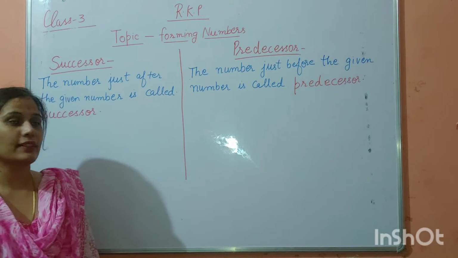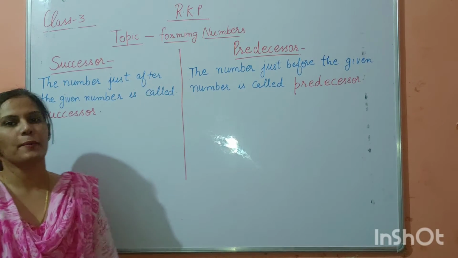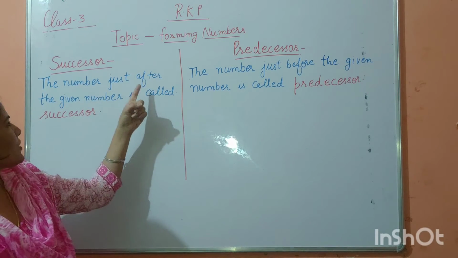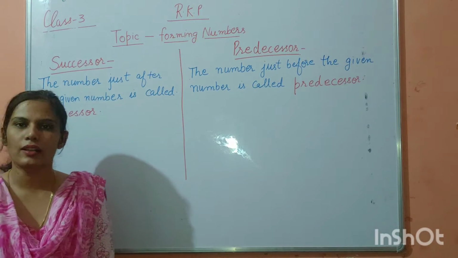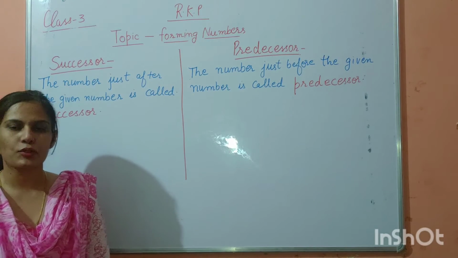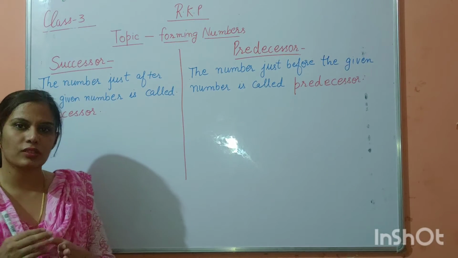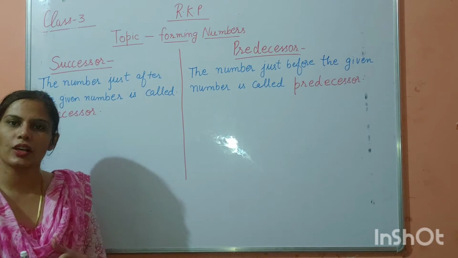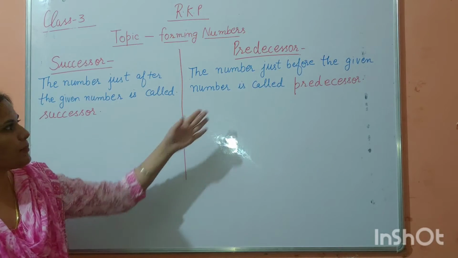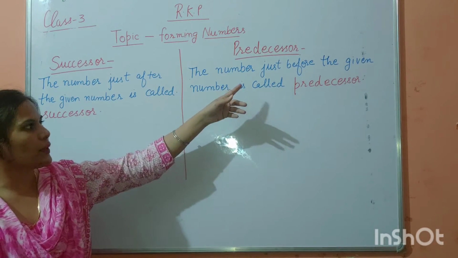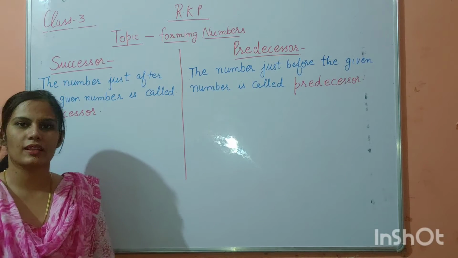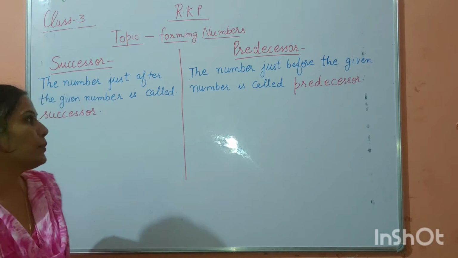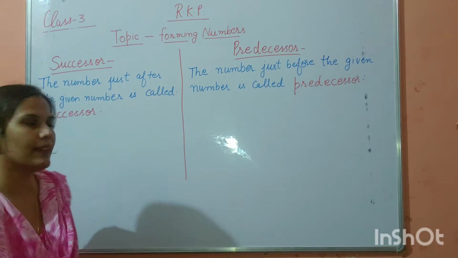Now students, our next topic is successor and predecessor. What is a successor? The number just after the given number is called the successor. Means if you are given one number and you are asked for the number just after it, that will be your successor. And in predecessor, the number just before the given number is called the predecessor. Okay students, so let's have an example to make these definitions clear.